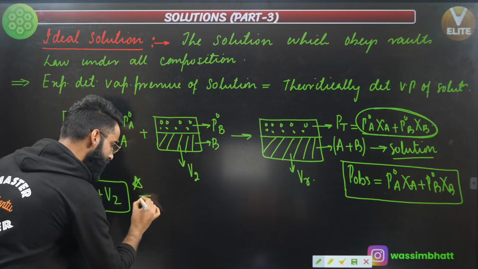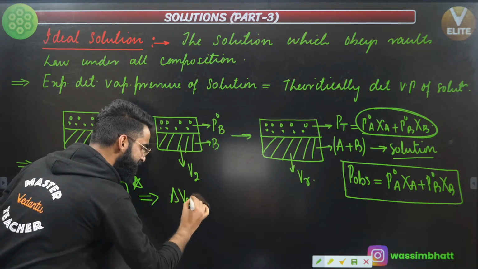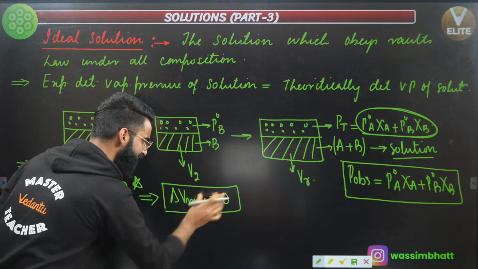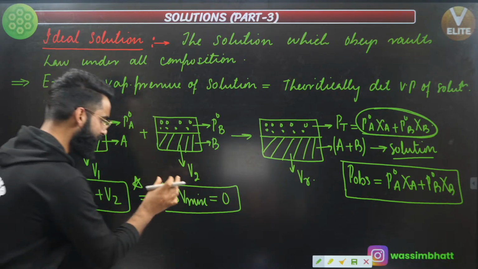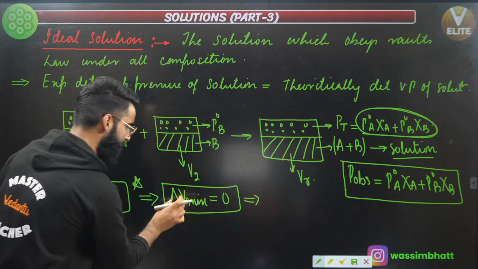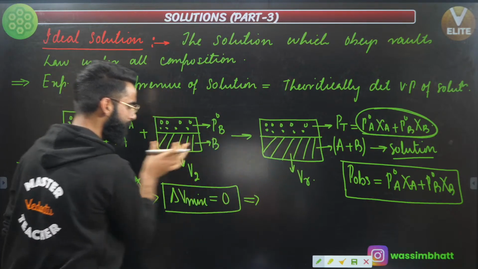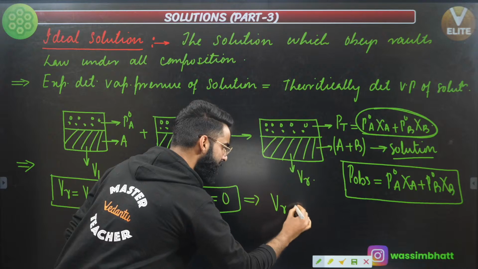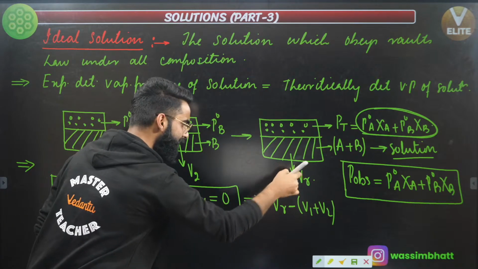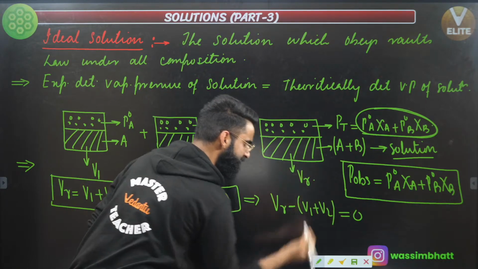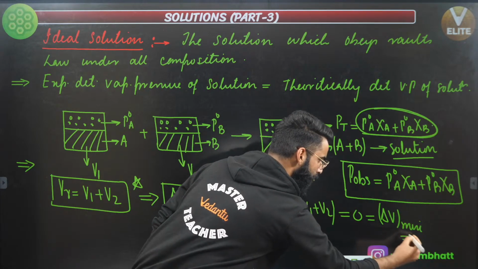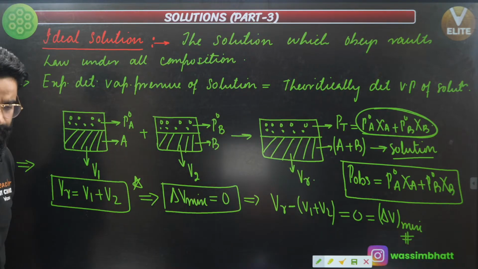Or I can write it like this as well: delta V mixing. Delta V mixing in case of ideal solutions is equal to 0. How can we say delta V mixing in case of ideal solutions is equal to 0? Since we know delta V means change in volume, and change in volume means final volume minus initial volume. What is the final volume? That is VR. What is the initial volume? That was V1 plus V2. If V1 plus V2 is equal to VR, that means VR minus (V1 plus V2) comes out to be 0. So I can say delta V mixing in case of your ideal solution will always be equal to 0, correct? This is one more parameter.